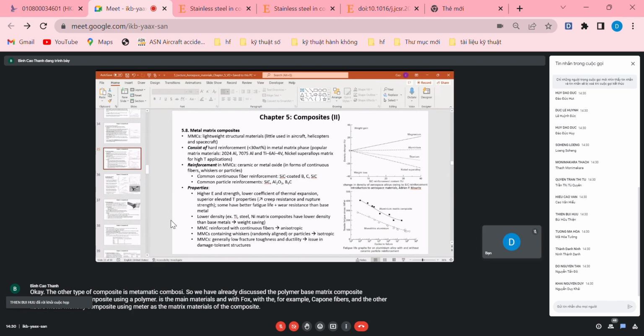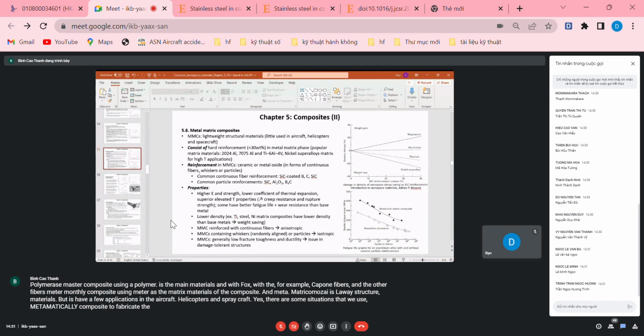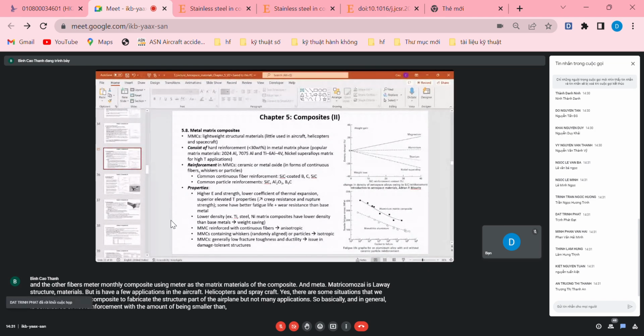And metal matrix composite is a lightweight structural material, but it has few applications in aircraft, helicopters, and spacecraft. Yes, there are some situations where people use metal matrix composite to fabricate structural parts of the airplane, but not many applications. So basically, in general, it consists of hard reinforcement with the amount being smaller than 30%. And this reinforcement is distributed within the metal matrix phase.